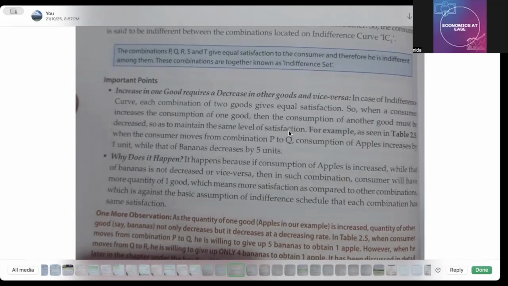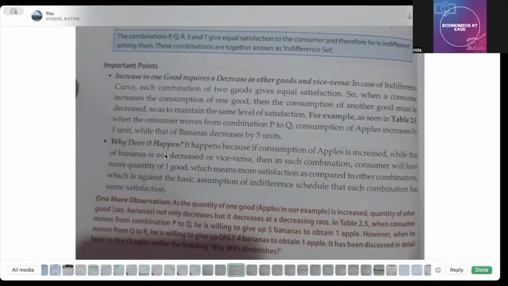जब हम एक good को increase करेंगे तो हमें दूसरे को decrease करना है, otherwise इसका ये जो law है वो काम नहीं करेगा, assumption काम नहीं करेगा. In case of indifference curve, each combination of two goods give equal satisfaction. So when a consumer increases the consumption of one good, एक को consumption increase करोगे तो दूसरे का आपको कम करना ही करना है, right? Then why does it happen?